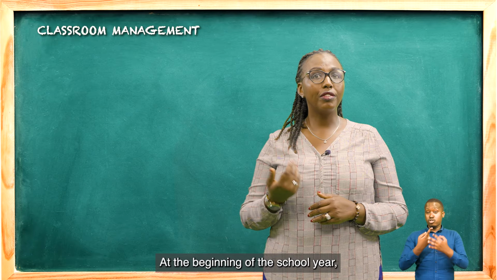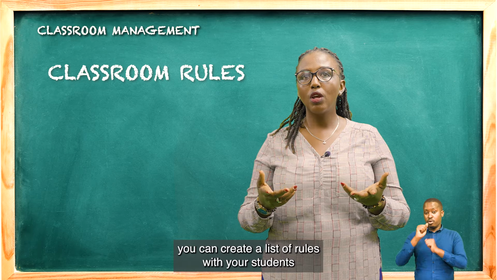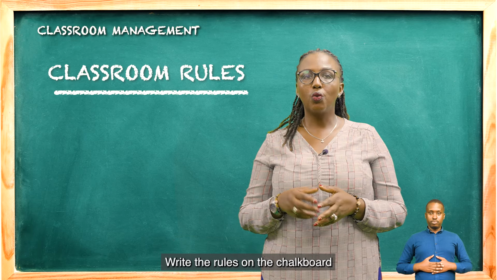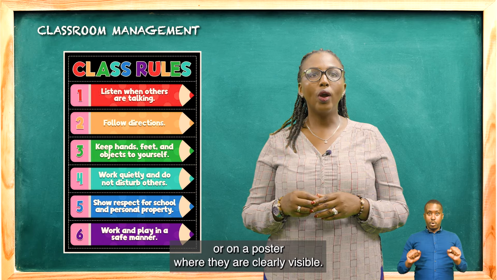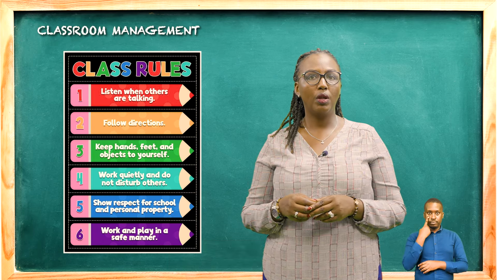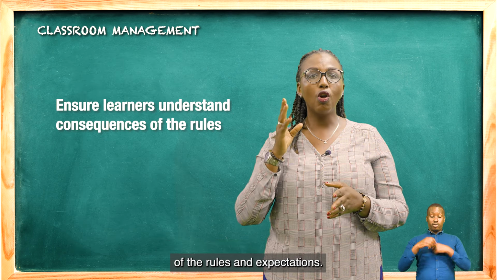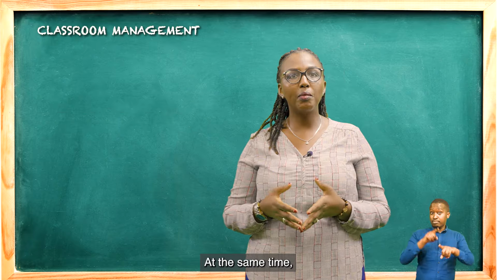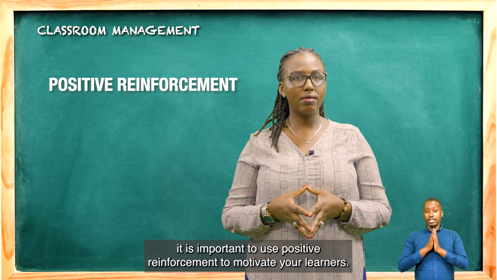At the beginning of the school year, you can create a list of rules with your students to actively engage them in the process. Write the rules on the chalkboard or on a poster where they are clearly visible. Ensure that your learners understand the consequences of the rules and expectations. At the same time, it is important to use positive reinforcement to motivate your learners.